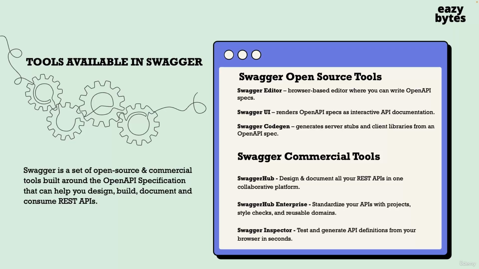If you look at the set of tools available under the Swagger name, they are divided broadly into two categories. One is open source tools which anyone can use, and similarly we have commercial tools where someone has to pay a certain amount of money in order to use them. Under open source tools, we have Swagger Editor, a browser-based tool where you can write the OpenAPI specification. The advantage of Swagger Editor is that it gives you inline feedback whenever you make a mistake while writing your OpenAPI specification.